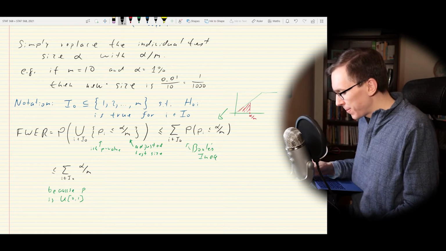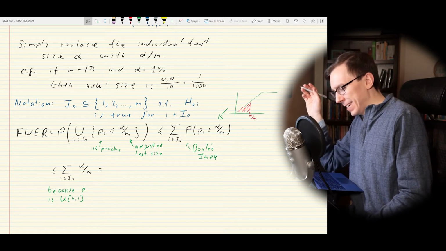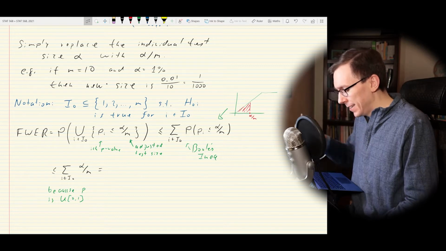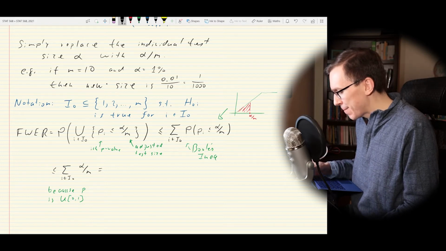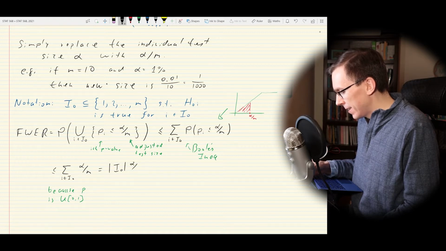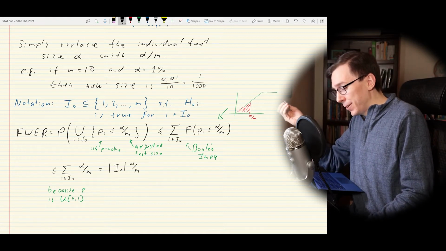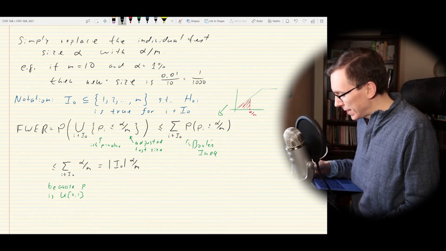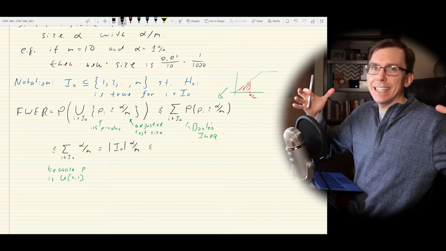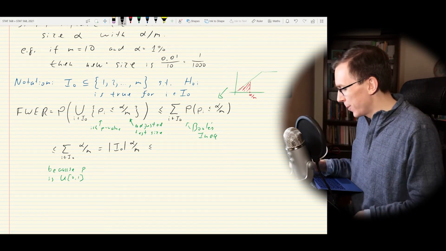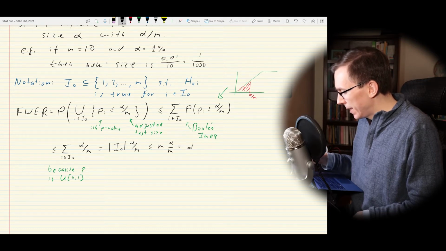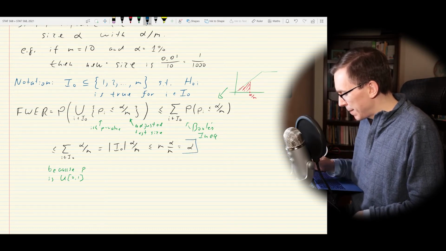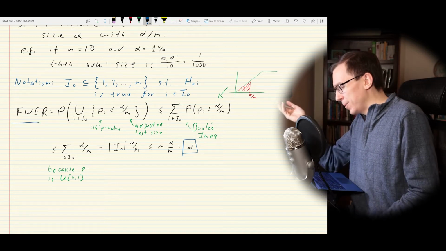All right, so then what we do is we have this summation over all i in I naught. Because there's no i index in alpha divided by m, we just say that this is whatever the cardinality of I naught is, times alpha over m. And we know that that has to be less than or equal to m, because the biggest that the index set I naught can be is m, and m times alpha over m is just alpha. And thus we have that the family-wise error rate over here is less than or equal to alpha.